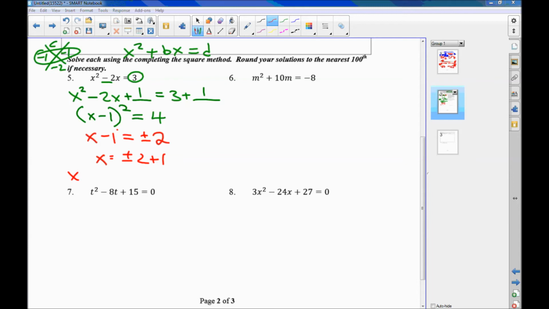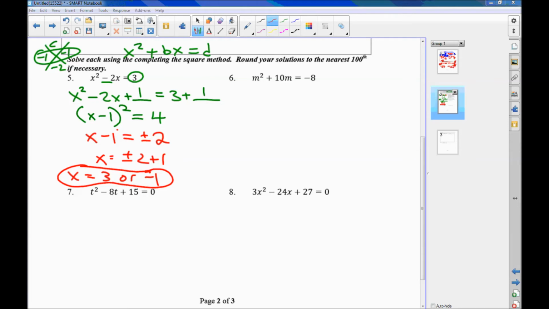All right, so we've got to write our final answers. Our first answer comes from the +2, so 2 plus 1 makes 3. And our second answer comes from the -2, so -2 plus 1 makes -1. So we have x equal to 3 or x equal to -1.